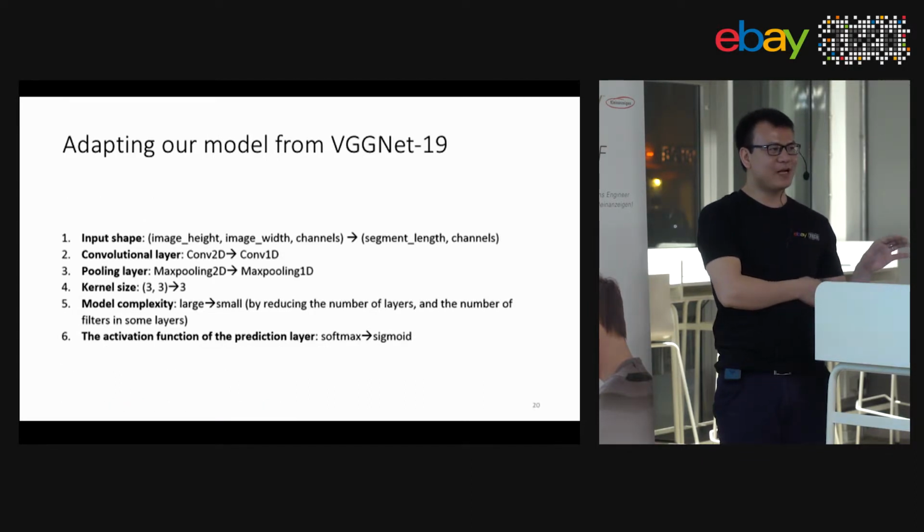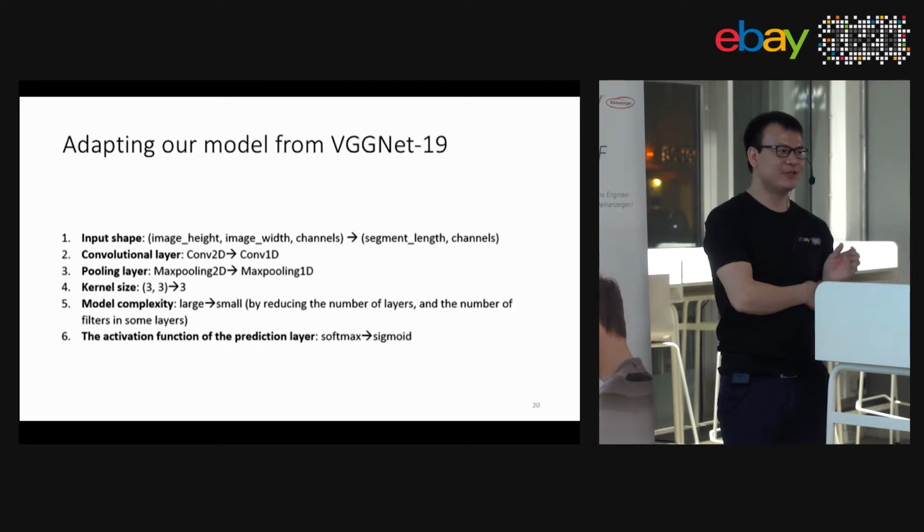As shown on this slide, it's actually very easy to convert a convolutional neural network model from two-dimensional into one-dimensional. This is a list of all these changes. We can see it's easy to understand. For the input shape, for images, we have the number of channels, image height, and image width. In our case, we also have channels. We have 3 channels, but we only have segment length. We do not have image width.